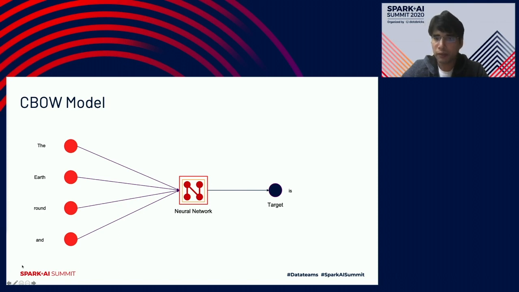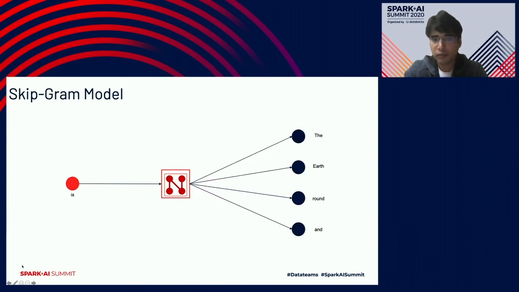Similarly, for our skip-gram model, most of the things remain the same, just that now we are using the target word to predict the context words, right? So in this case, we just provide one input and we try to predict the rest of the four context words. And in the process, we learn the embeddings, which is nothing but our hidden layer weights.